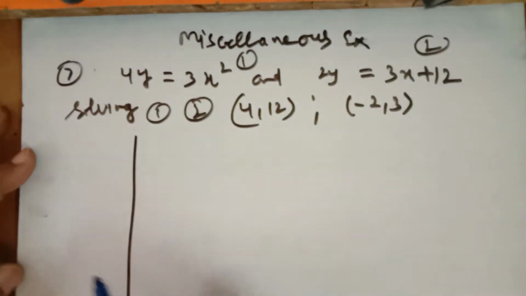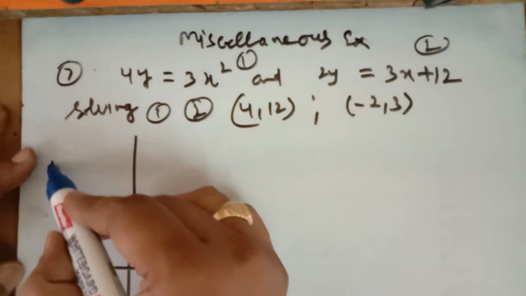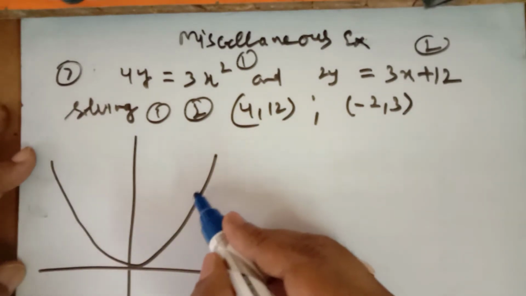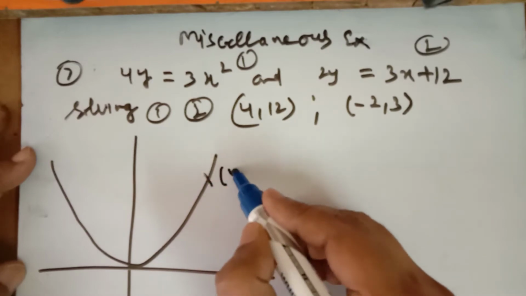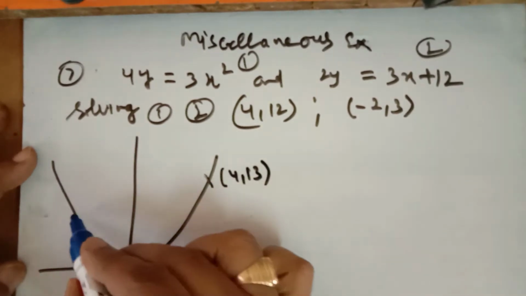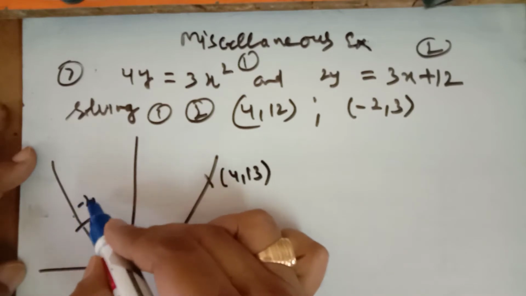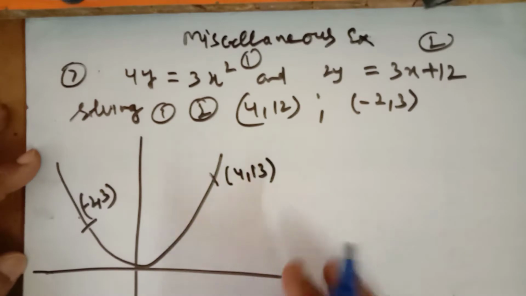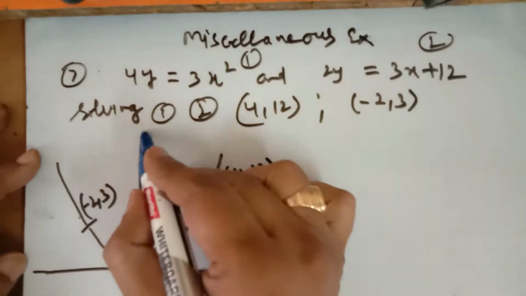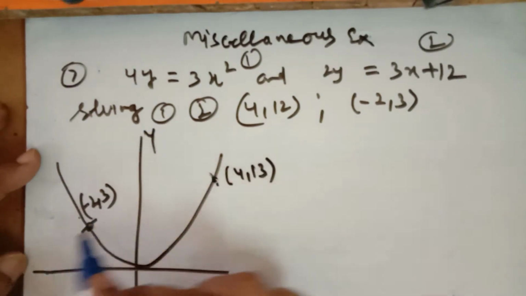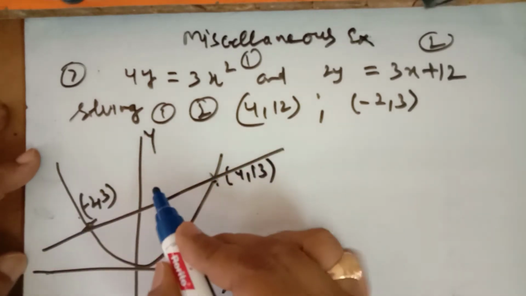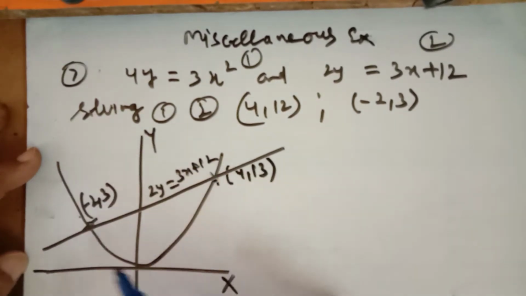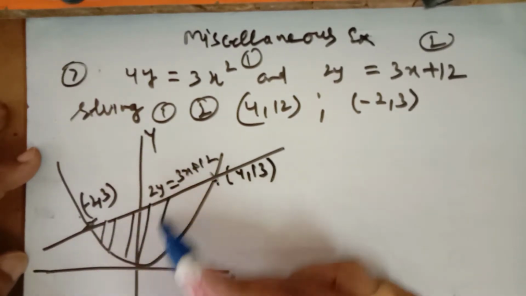First is the parabola which is symmetrical to the y-axis. The first point of intersection is (4, 12), which is in the first quadrant, and one is (-2, 3), which is in the second quadrant. So this is the x-axis, y-axis. When you join these two points, this will be the line. Which line is it? It is 2y = 3x + 12. So this is the area you have to find, bounded by these two curves.